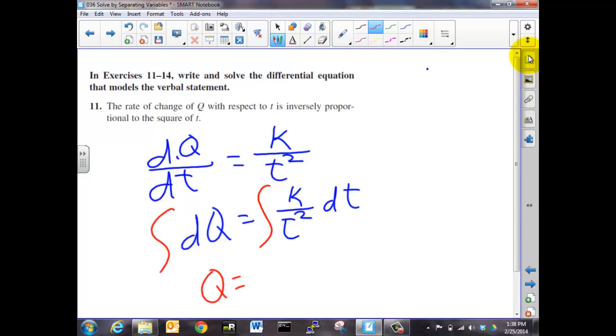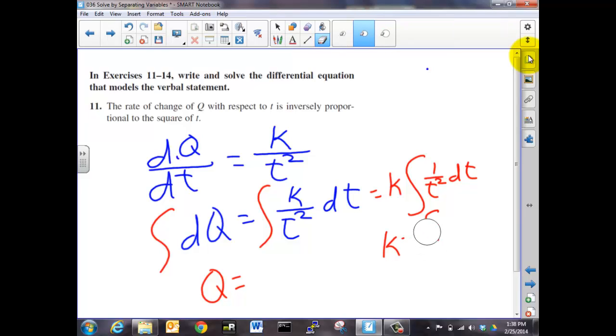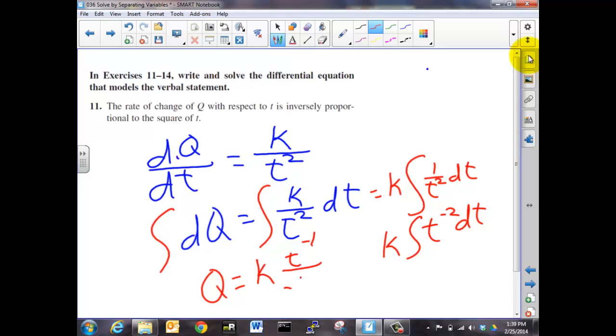Q equals, now how are we going to integrate k over t squared? Bring the k to the outside, so we can make it k integral 1 over t squared dt. How are we going to integrate 1 over t squared? That's what I was afraid somebody was going to say: bring the squared up, to the negative. Yep, that's a very common thing people want to do, since it's a fraction, thinking we're going to have ln's in it. Remember, this is k t to the negative 2 dt. Now integrating that is a little different. How do we integrate t to the negative 2? Negative 1 over negative 1, isn't it? t to the negative 1 over negative 1.